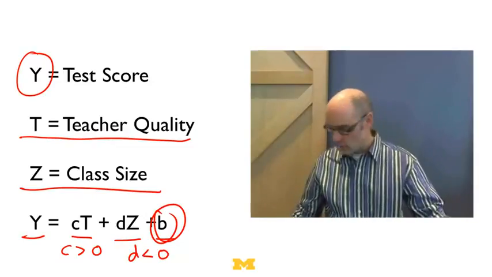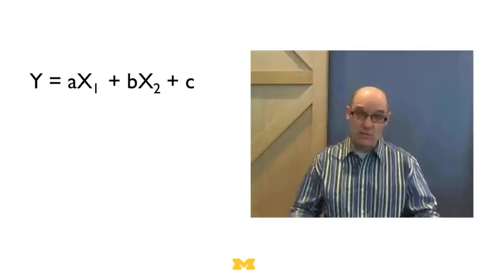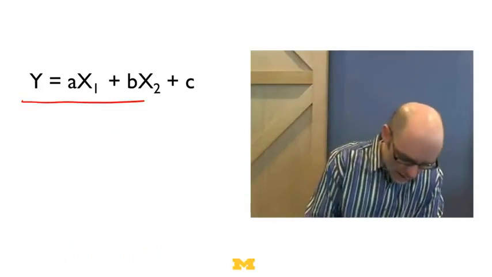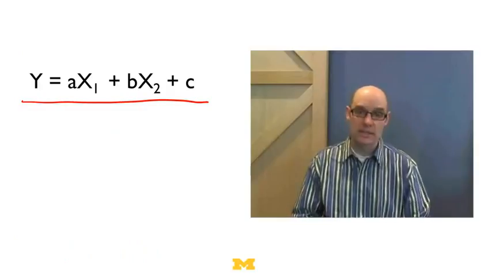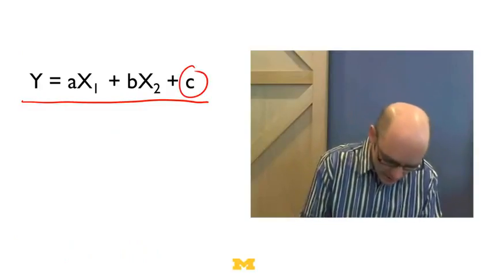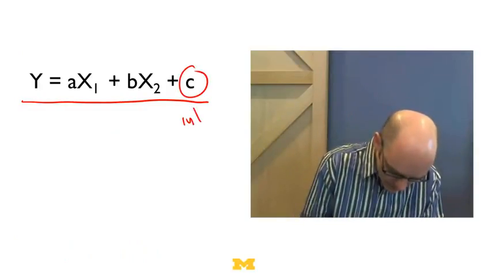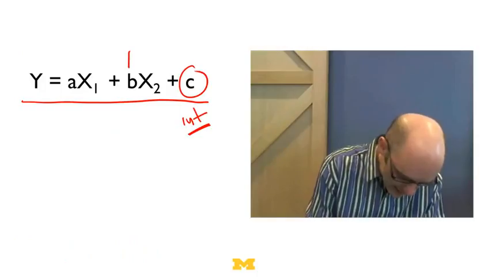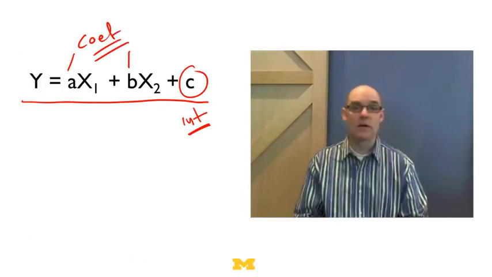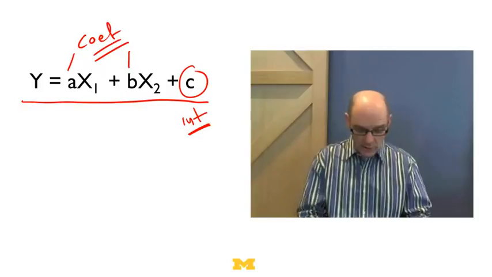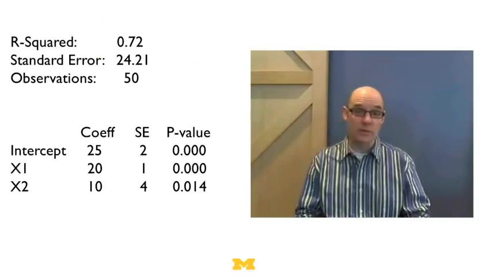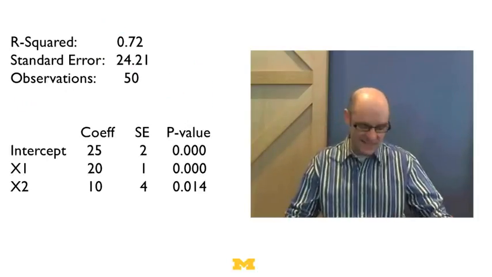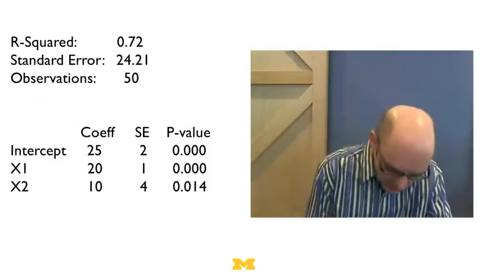So let's go back and take just a generic model where we have y equals ax1 plus bx2 plus c. So c here is going to be our intercept. And a and b are the coefficients of our independent variables. What we want to do is look at the output, which is going to tell us something about those coefficients. So here we go. Here's some regression output. Looks a little scary, but let's just relax a second. So let's look first and see what we see.